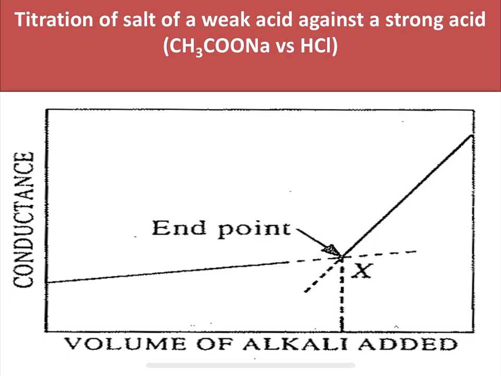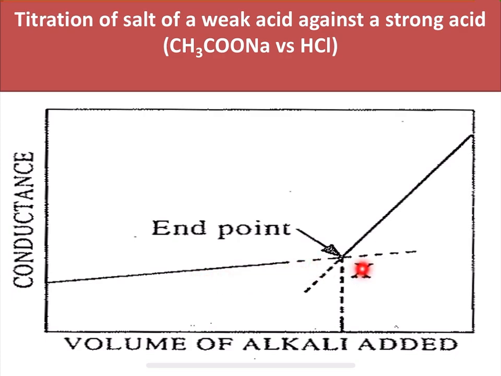So 50 ml of sodium acetate is taken in the beaker and a clean conductivity cell is dipped into it, and then hydrochloric acid is taken in the burette. Before adding hydrochloric acid we should measure the conductance. Since acetic acid is a weak electrolyte, the initial conductance will be very low, and then we start adding hydrochloric acid. Note down the conductance, and there is no appreciable change, because the sodium chloride formed will have the same conductance as the sodium acetate. So we are going to get constant values.